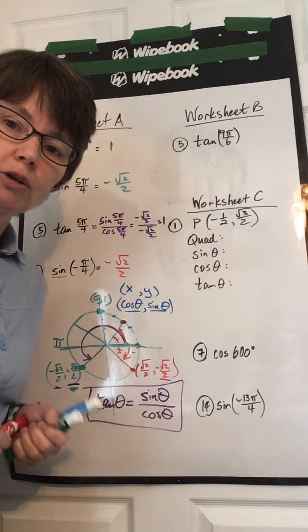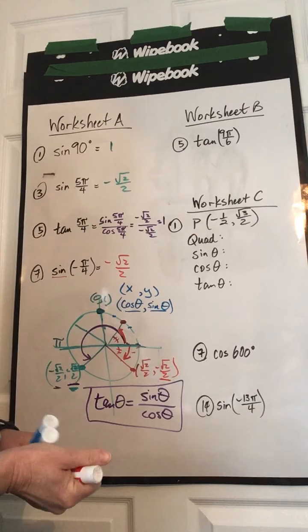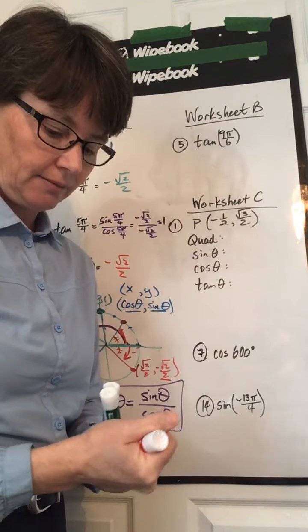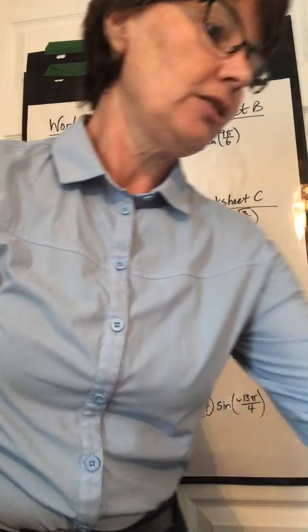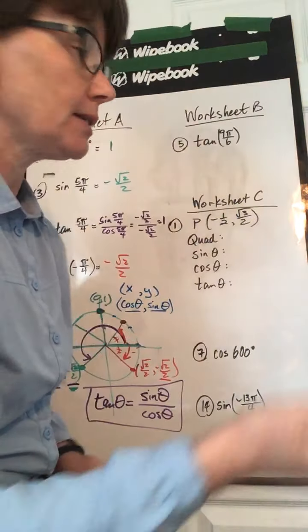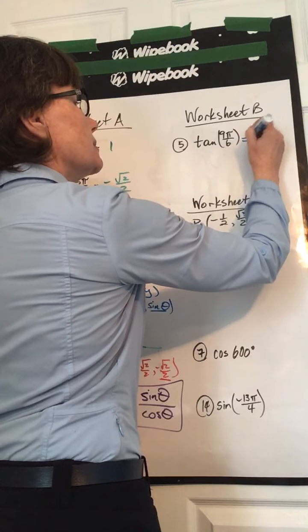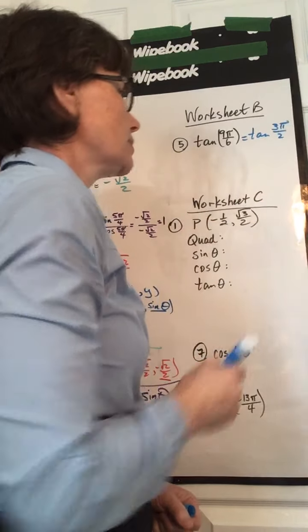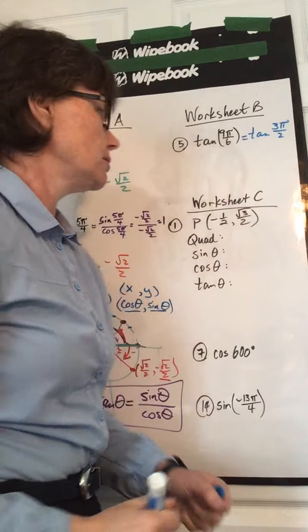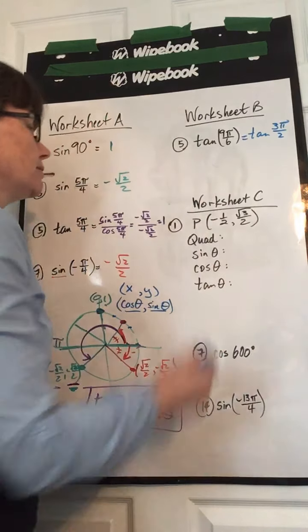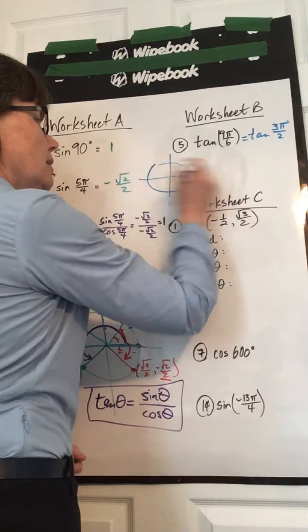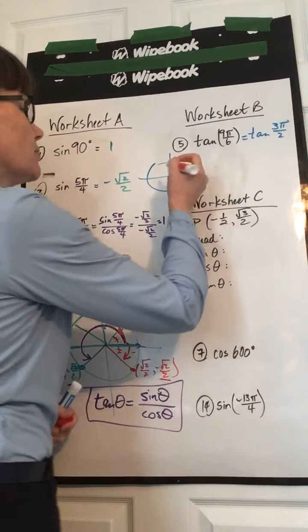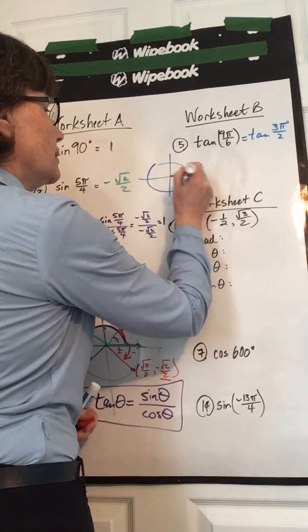Now let's look at worksheet B, please. So worksheet B, here we have tan of 9 pi over 6. Now that fraction can actually be reduced, so let's reduce it. This is the same as tan of 3 pi over 2, because 3 goes into both the numerator and the denominator there. Tan of 3 pi over 2, so think of your unit circle. Where is 3 pi over 2? Well, we have to start counting from here, start measuring from here.